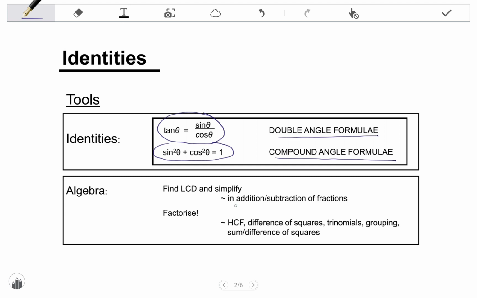So when you are adding or subtracting fractions, it is a good tip to try write it as one fraction with the lowest common denominator and simplify. The second algebraic tool that you must remember is that you can factorize. And remember all the different forms of factorization: highest common factor, difference of squares, trinomials, grouping, sum or difference of cubes.